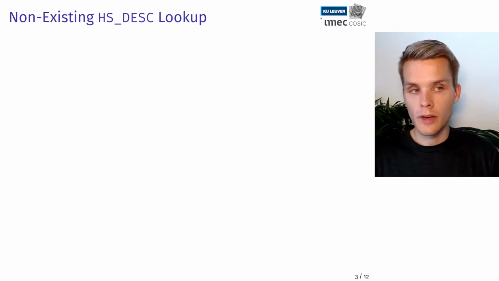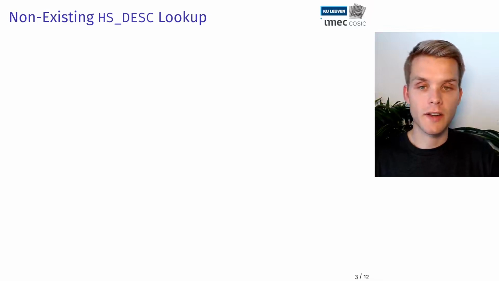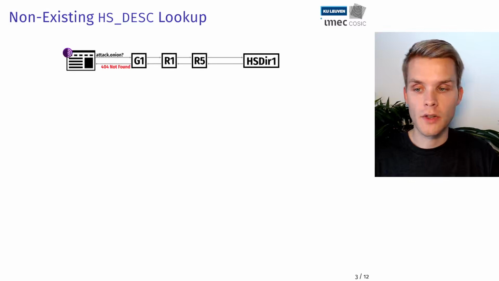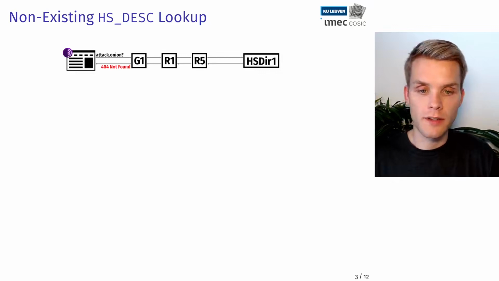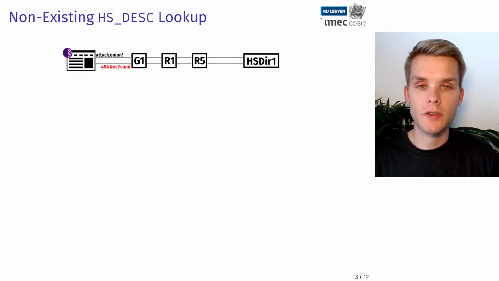So let's look at how a lookup is done from the client to the hidden service directories in the case that the Onion service address requested by the client does not exist. So there's no descriptor for this Onion service address. You can see here a Tor browser user reaching out to one of the 6 hidden service directories responsible for maintaining the hidden service descriptor of the address attack.onion. Attack.onion does not exist, so the hidden service directory cannot respond with anything that the user can use to connect to the service, and thus responds with 404 not found.